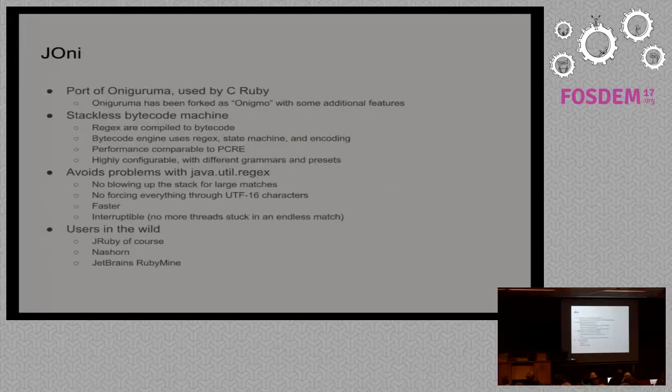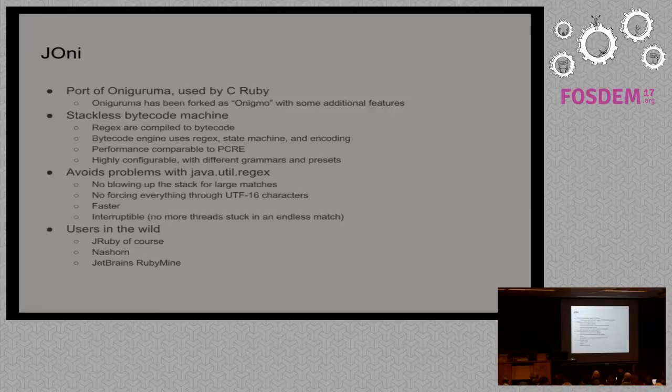So Oniguruma, Joni, is our port of it in Java. This has been pretty well functional for years. We have occasional updates and fixes, but it's been working for quite a long time now, so it's fairly stable. It is a bytecode machine, and it's stackless, which is very important when we talk about some failings of java.util.regex. There's certain structures of regular expression that the existing implementation will deepen the stack for, and then deepen the stack, and then deepen the stack.